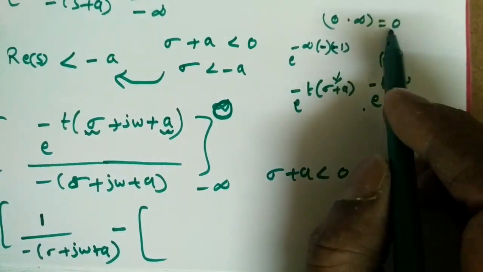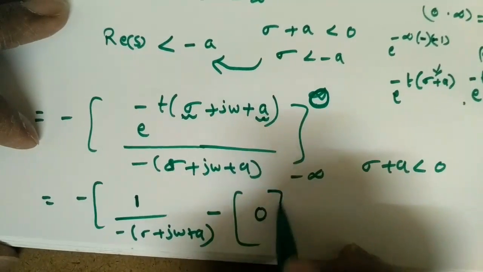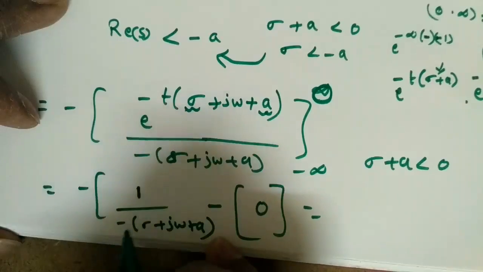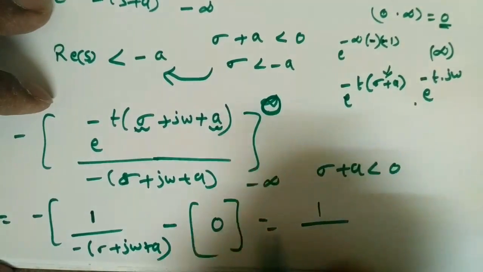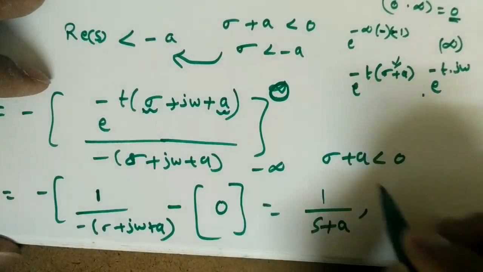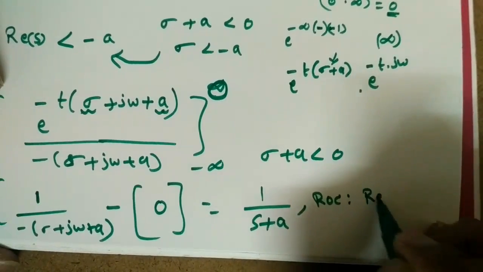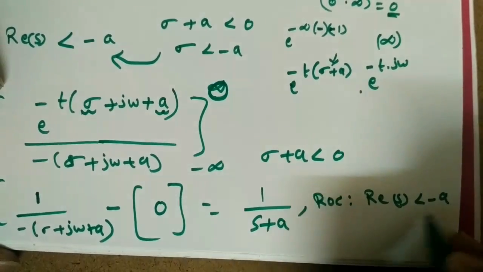So 0 into anything will be 0, so that's why it is converging, so it is 0. So what is the value? We will get minus minus plus 1 by replace sigma plus a by s, so it will be s plus a. And what is the ROC we will get? ROC is real of s is less than minus a.